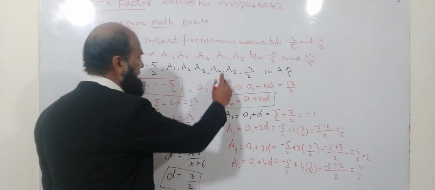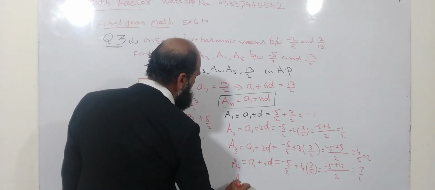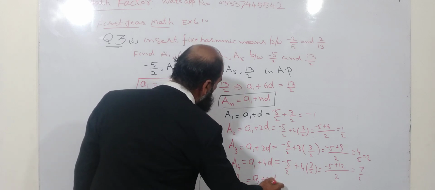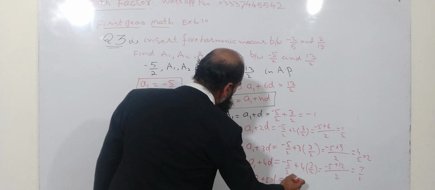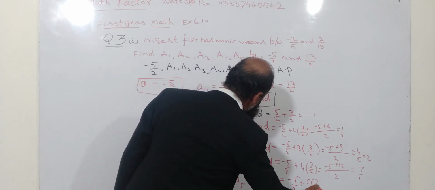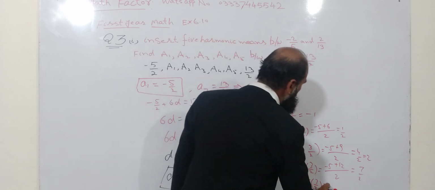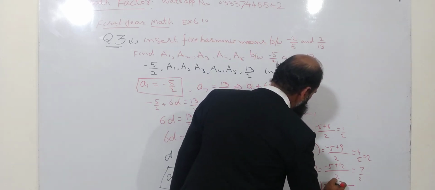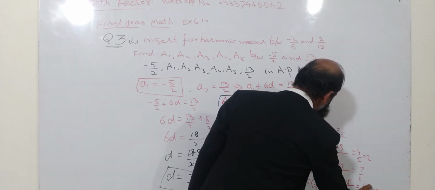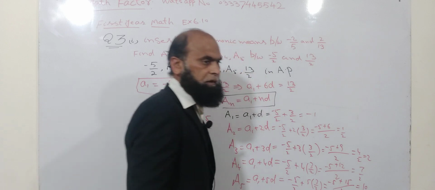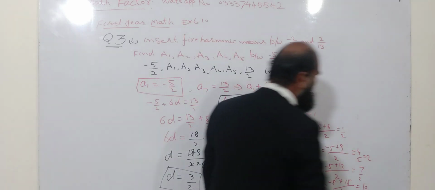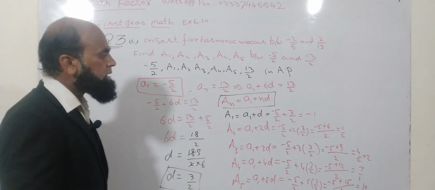And last term A5 is equal to a1 plus 5D. a1 is minus 5 by 2 plus 5 into 3 by 2. After taking the LCM we get minus 5 plus 15 and is equal to 10 by 2, which is equal to 5. We can write 10 by 2, or we can also write 5.